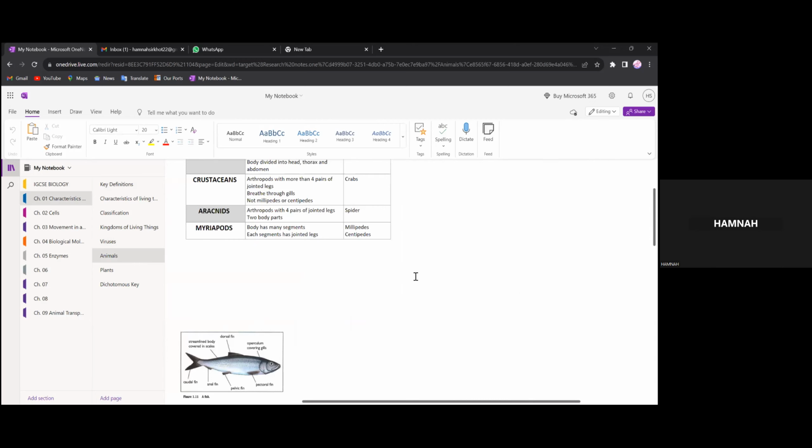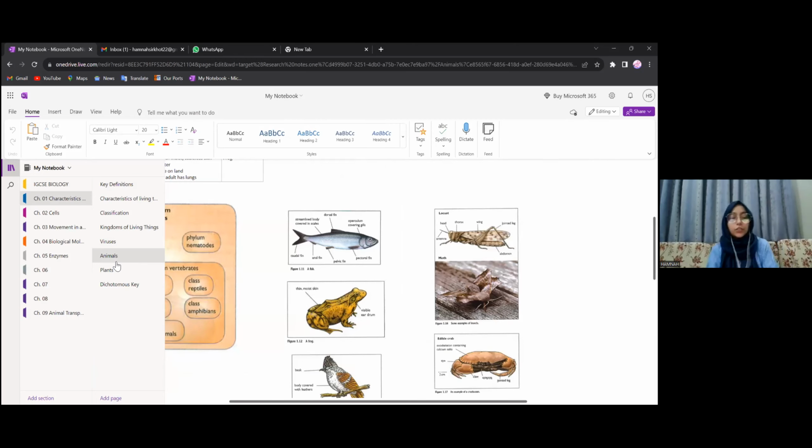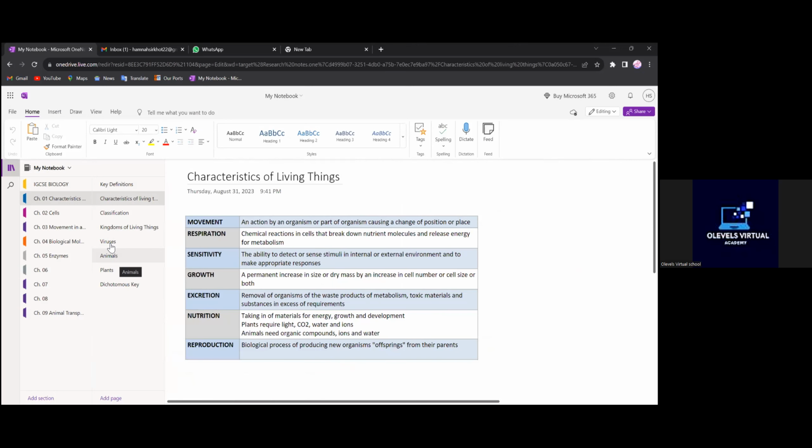Okay. Mostly these are characteristics. These key definitions, I think these are just generic definitions. So like growth and movement. You can put in more generic ones, you can do it.